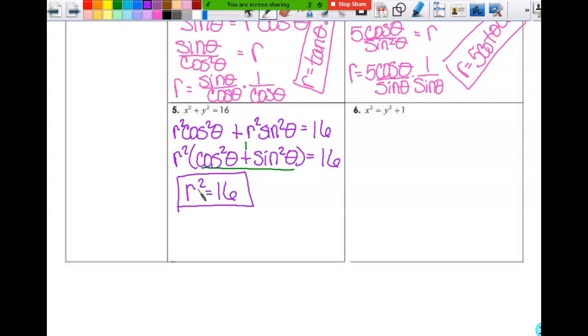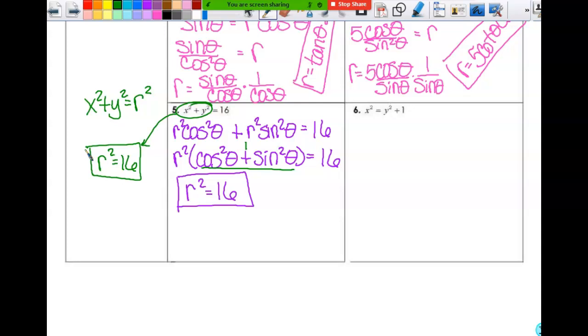All right, so one thing we know, recall that when we drew that little triangle, we know that x squared plus y squared equals r squared from our little Pythagorean theorem. So since that's true, right here, I could have just substituted that in and said r squared equals 16 and been done with it. Okay?